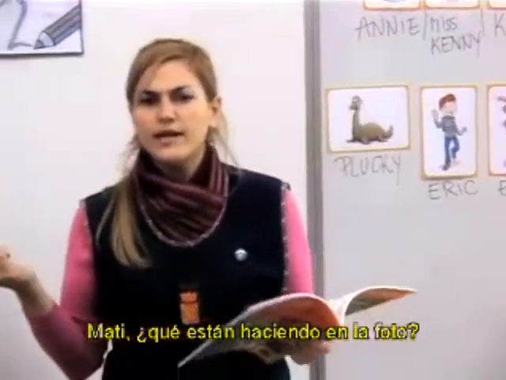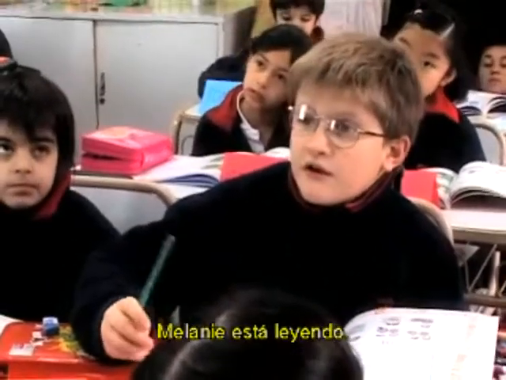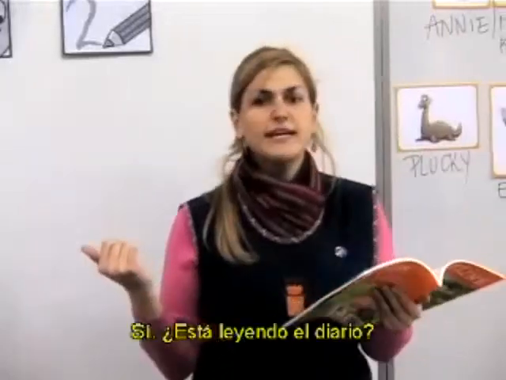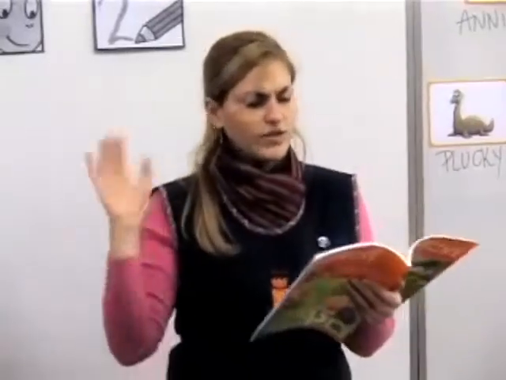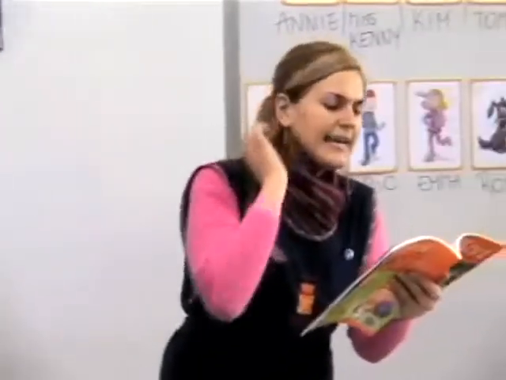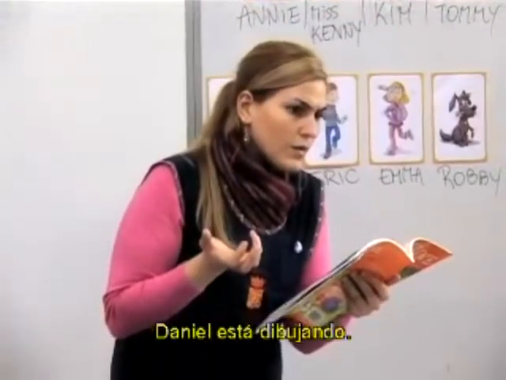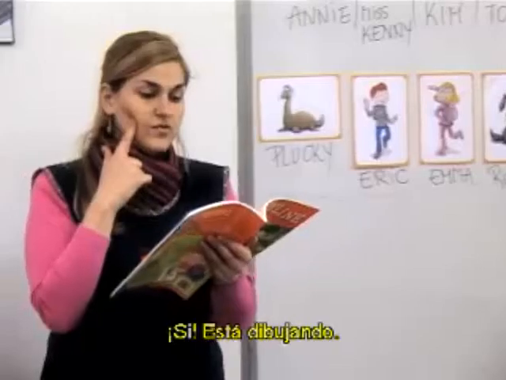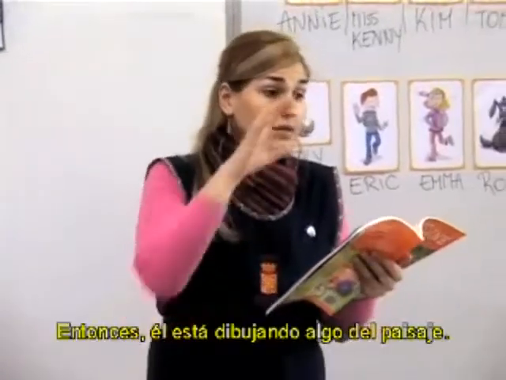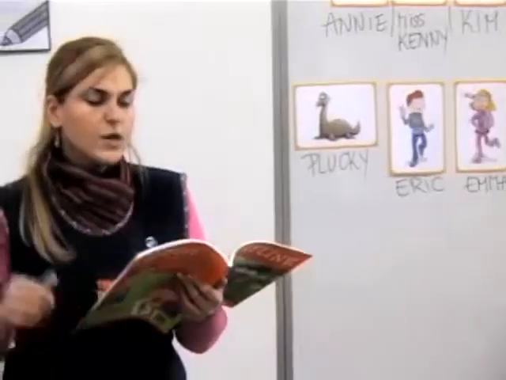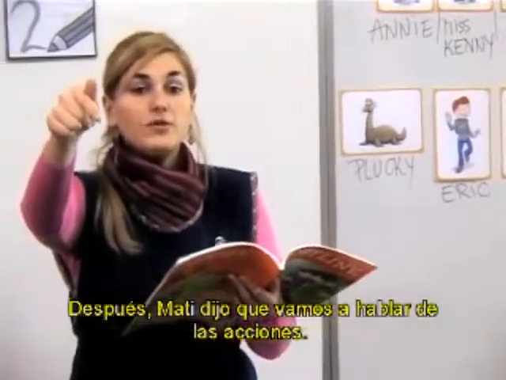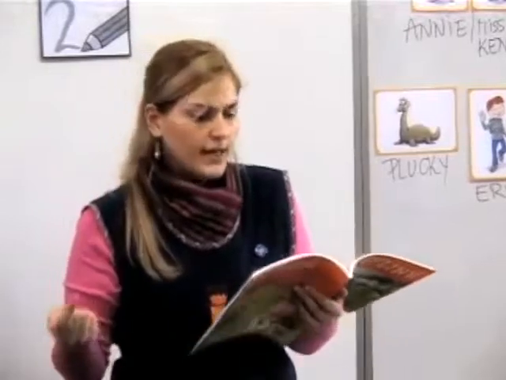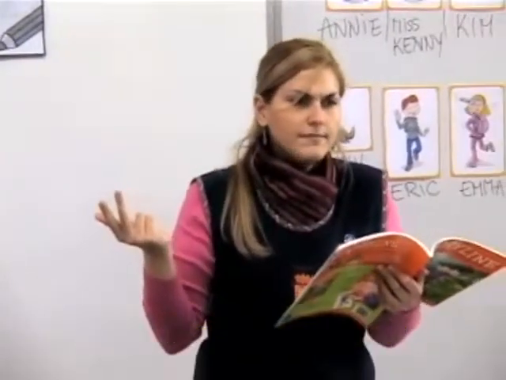Matty, what are they doing in the picture? Melanie is reading. Aha! Is she reading the newspaper? No. Ah, okay. A book. A book. Okay, and we don't know which book, but it is a book. Anali. Daniel is drawing. Aha! He's drawing. Aha. So he's drawing something which is in the landscape, in el paisaje. Very good. Okay. So we are going to talk about age, as Yara said. Then Mati said, we are going to talk about actions, what they are doing. What else can we say about them?